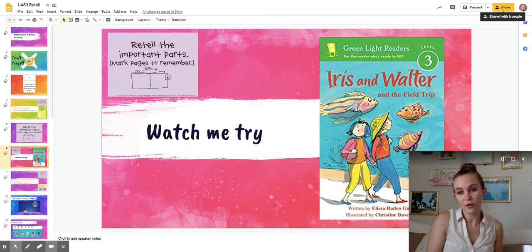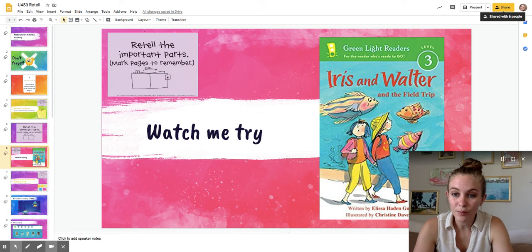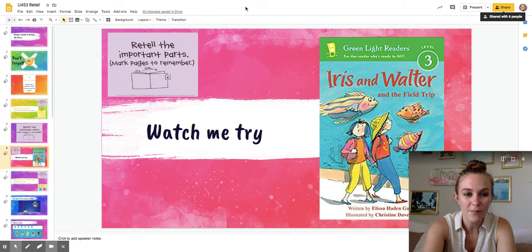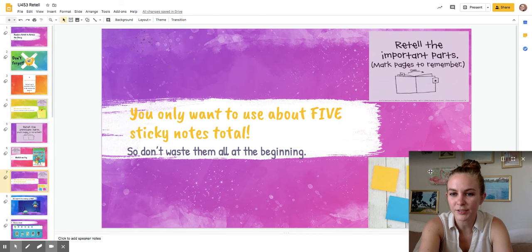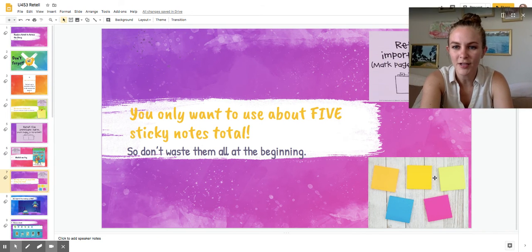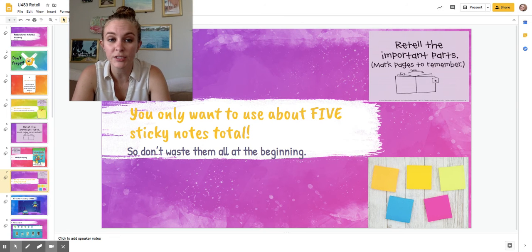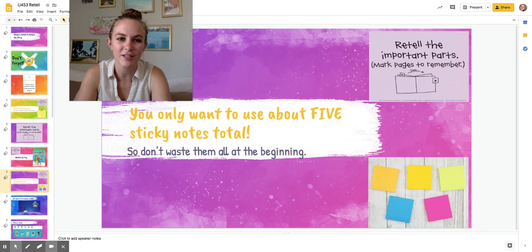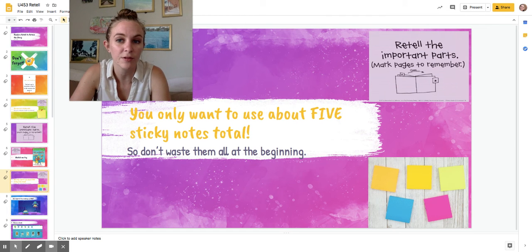So now we know how we can use paper to track the important parts or sticky notes if you have them. But you only want to have about 5 sticky notes. And the reason why is because we want to just focus on what's really truly important. So don't waste them all at the beginning by telling all those small details. We want to spread out the important parts as they happen throughout the story.